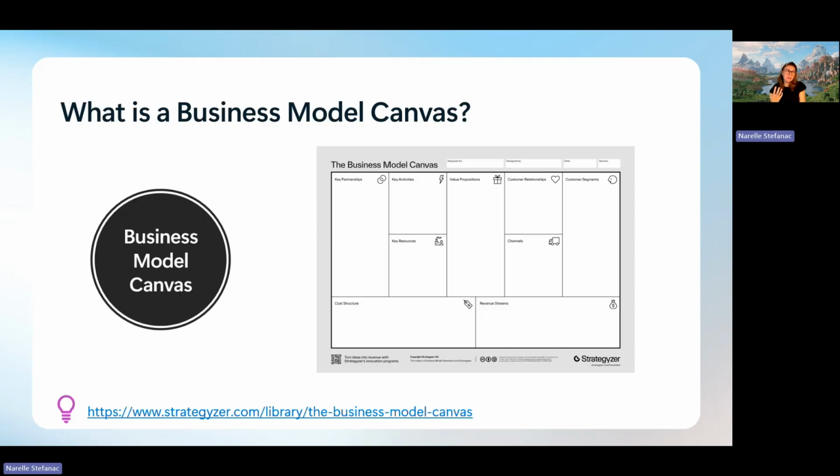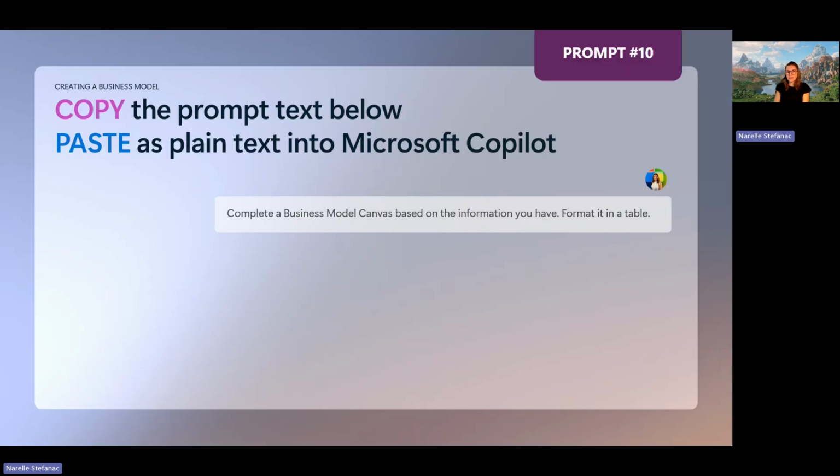It takes into consideration things like who's your target audience, what are your ways for distribution of that product, at what point will you consider monetization of that product. So it's got all of these different things that you need to think about from a product scope when you're trying to release a new product to market. It's really, really helpful. Now, we're not actually going to physically use this, but in the prompt we will. The prompt says complete a business model canvas based on the information you have, and then format it in a table. So this is the prompt, really simple.